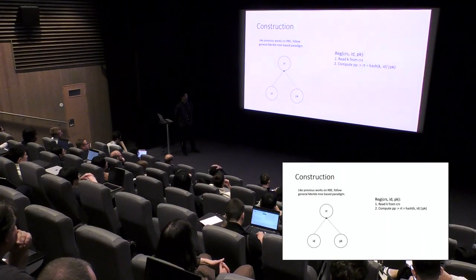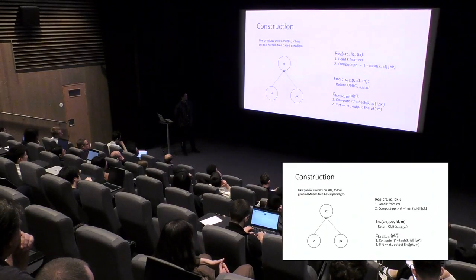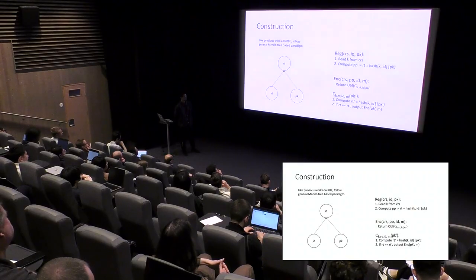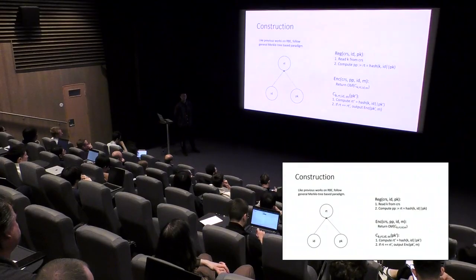And then encryption is simply an obfuscated version, or like an encrypted version, of the following program, which takes as input a public key prime, and using the root of the Merkle tree together with the ID and the key of the hash function checks if this is the one stored in the Merkle tree. And if the verification passes, it outputs an encryption using the provided public key prime. And then a user should be able to decrypt using the corresponding secret key.